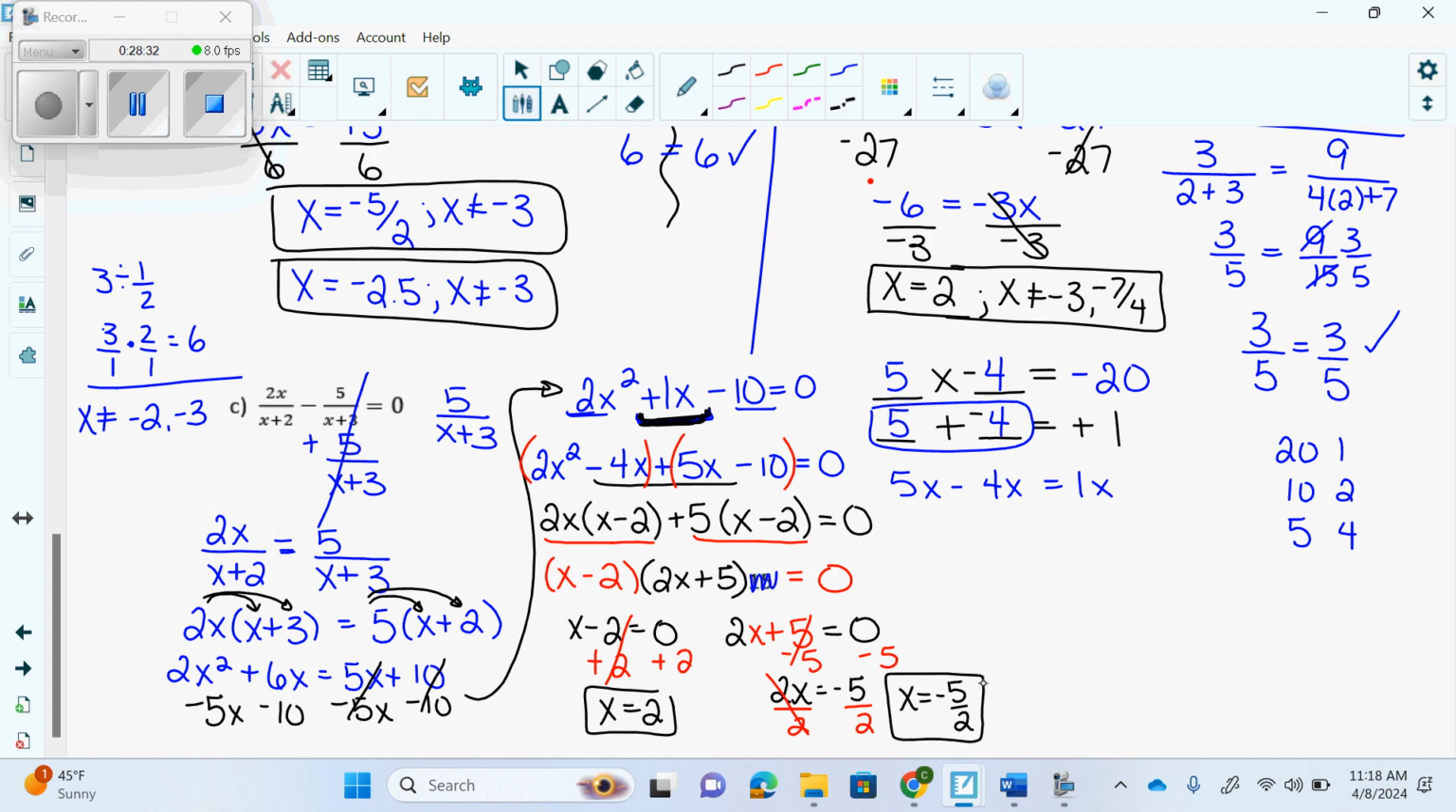What do we have to make sure we do? Still write your NPVs. So we're going to get x equals 2, comma negative 5 halves. What were my NPVs? X can't equal negative 2 and negative 3. Were any of my answers negative 2 or negative 3? No, so they're good.